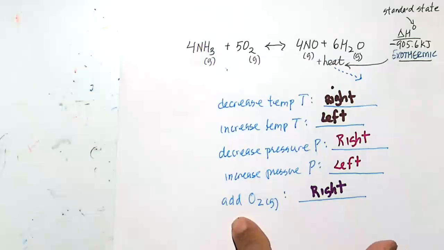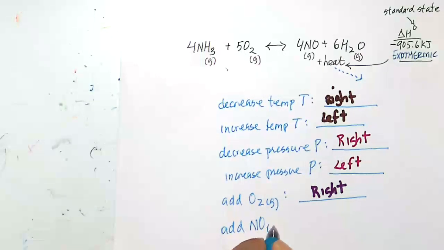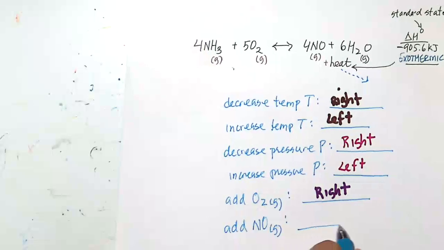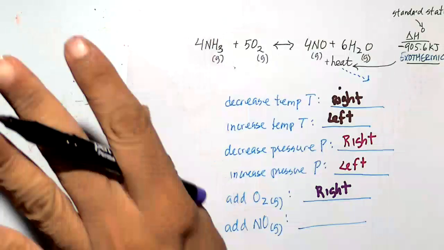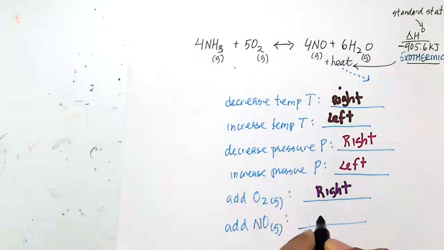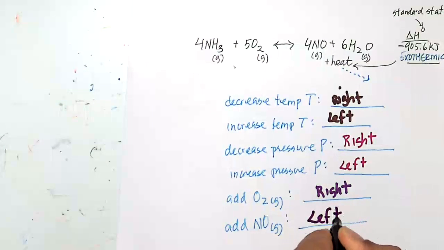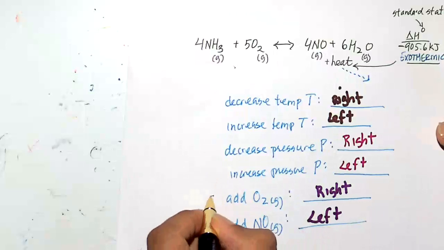What happens if we add NO gas? Add something else. Will it go to the side that has more NO gas or less NO gas? It will go to the side that has less NO gas. And which side is that? Left. So these are the 3 ways you can disturb a reaction that's already at equilibrium.